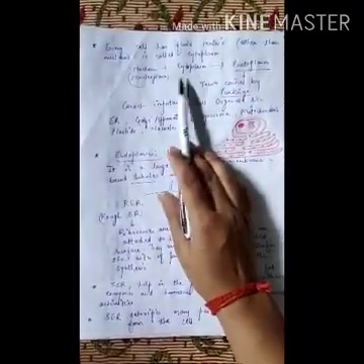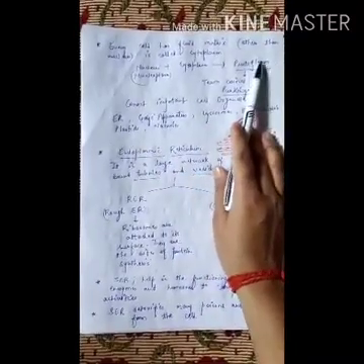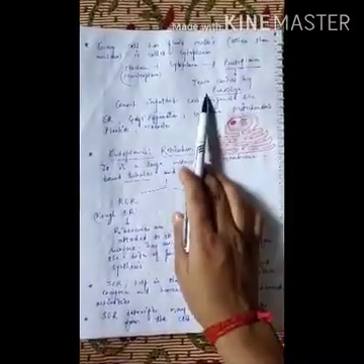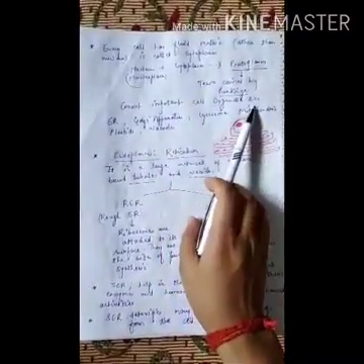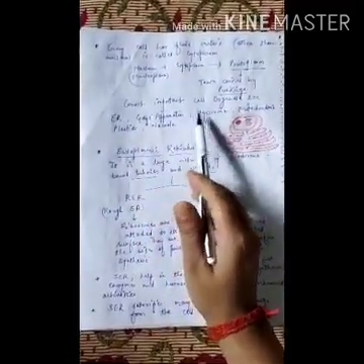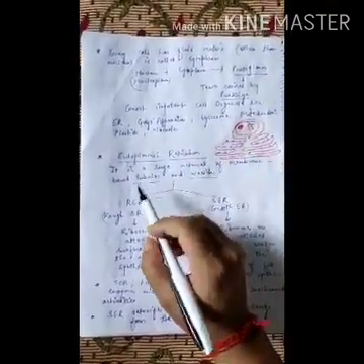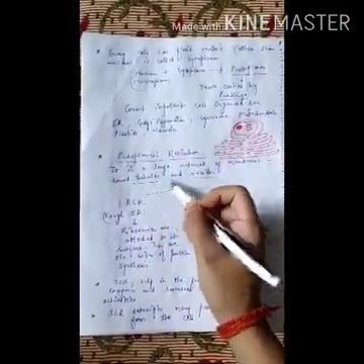Both fluids constitute the protoplasm, and this cytoplasm consists of many important cell organelles like endoplasmic reticulum, Golgi apparatus, lysosomes, mitochondria, plastids, vacuoles, etc. Now, what is endoplasmic reticulum?